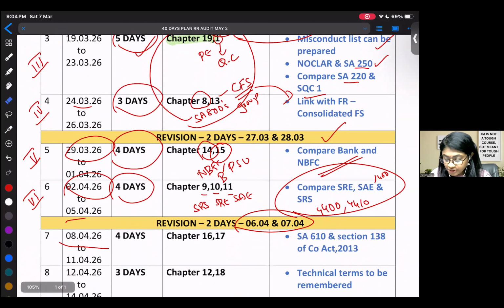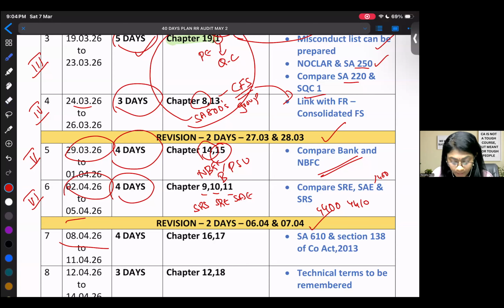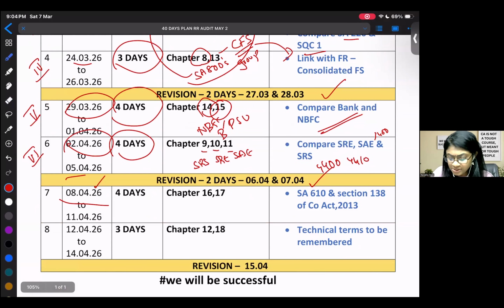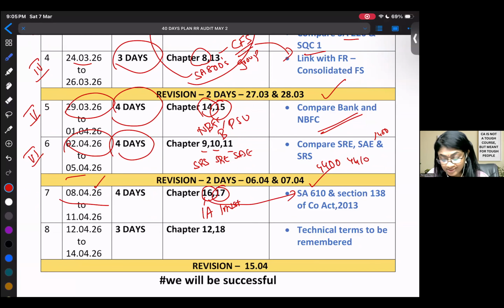Now, after revision, it's like April 7th over, April 8th. Moving to the other balance chapters, which are chapters 16 and 17. 16 is internal audit, 17 is investigation, due diligence, forensic accounting. In chapter 16, SA 610 is there, and also Section 138. So spend around 4 days for that.